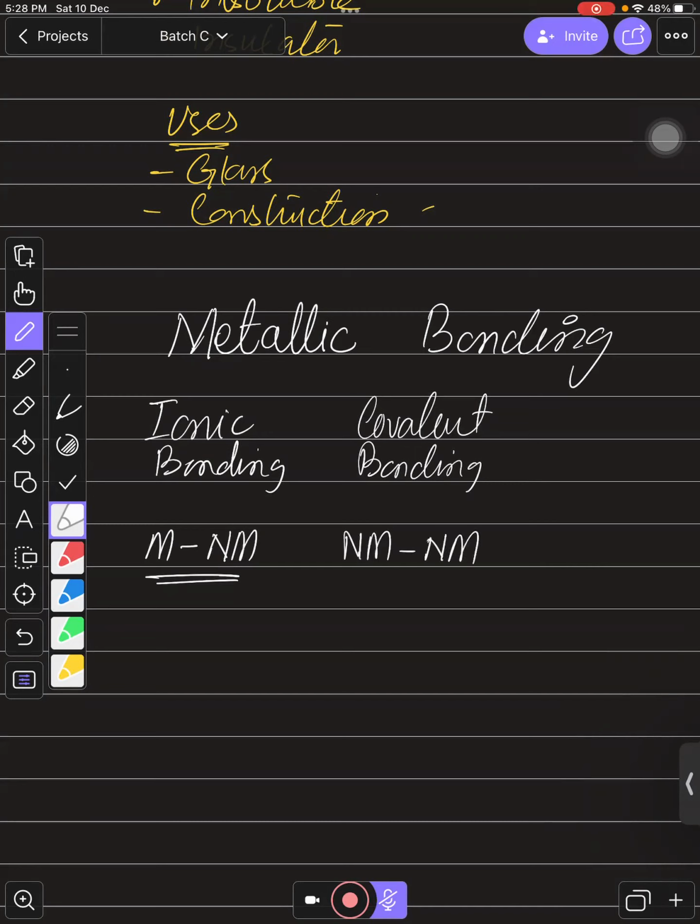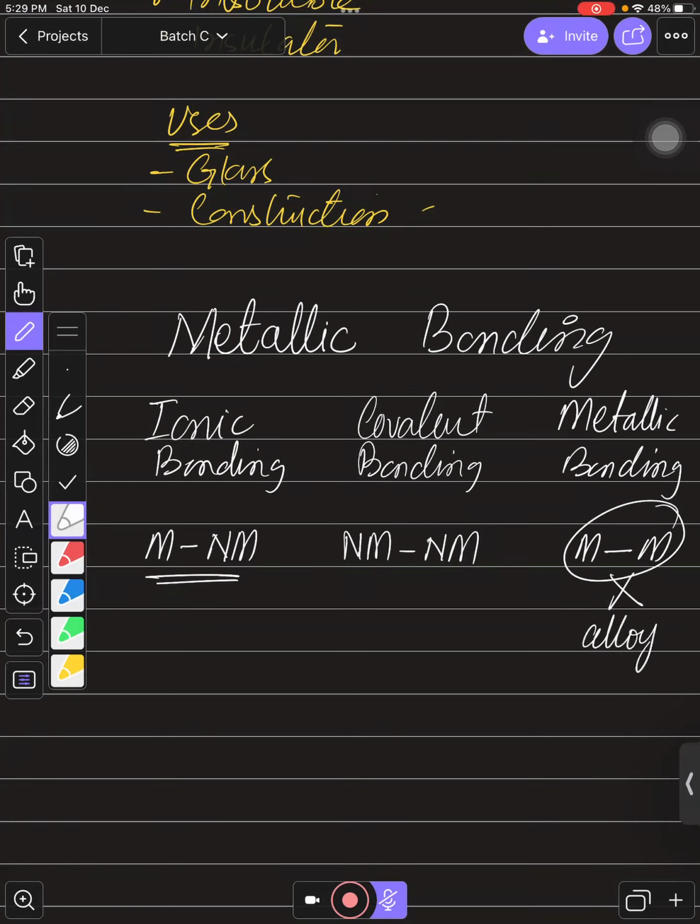That's absolutely fine. But when we talk about metallic bonding, they think there should be a bond between metal and metal, which is completely wrong. You need to remember two metals cannot form a bond together. There should be an alloy, which is a mixture of metals. When you mix two metals, it will.